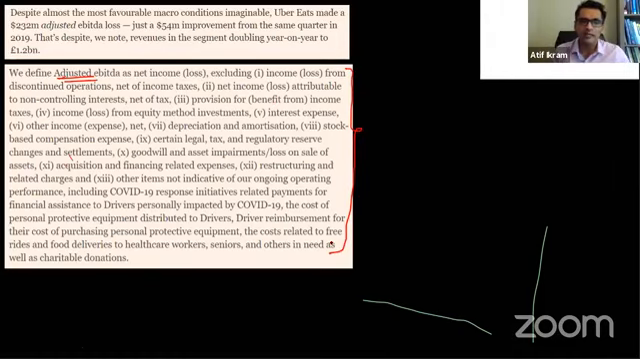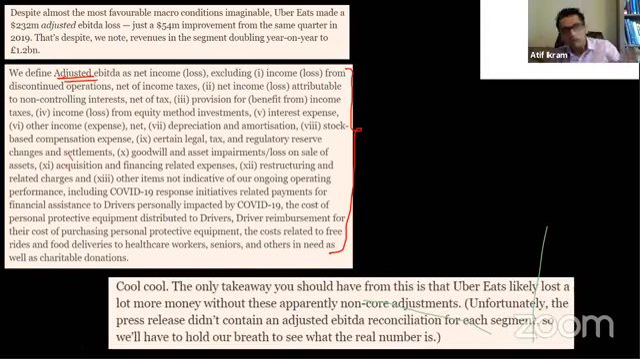Aur article bhi dekhe end mein ye kehta hai ki ji dekhen, cool, okay. But at the end, the only takeaway you should have from this is that Uber Eats likely lost a lot more money without these core adjustments. That, I mean, all these adjustments are basically sort of a way to sort of signify.